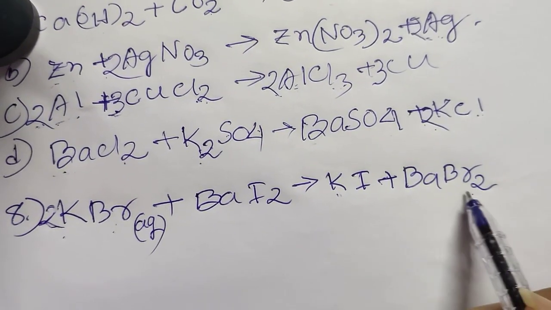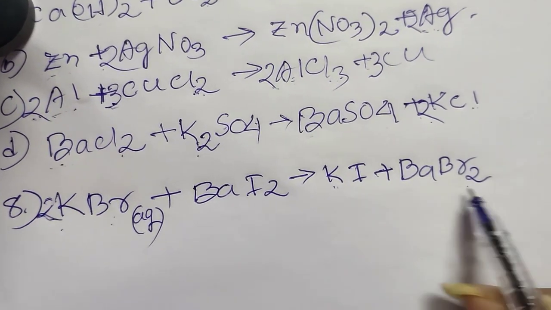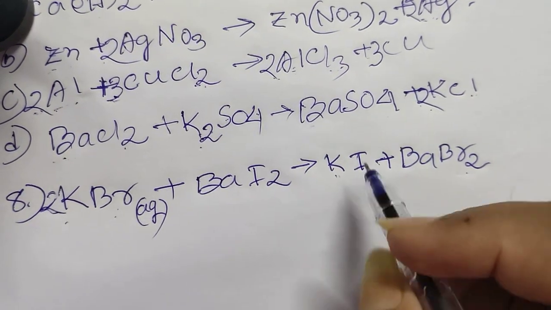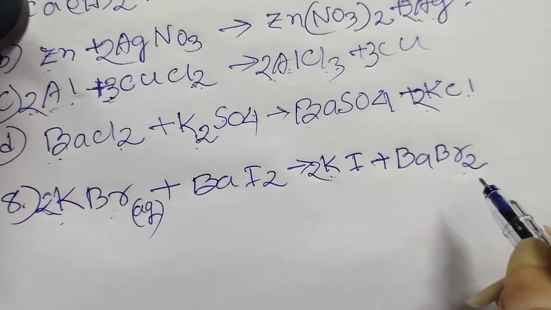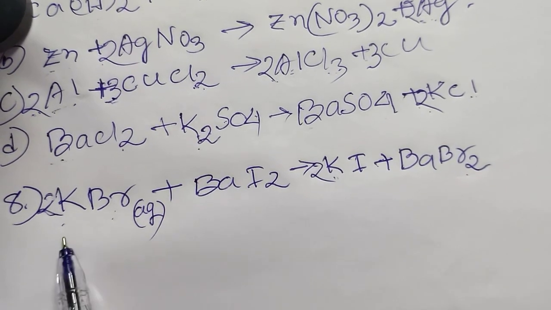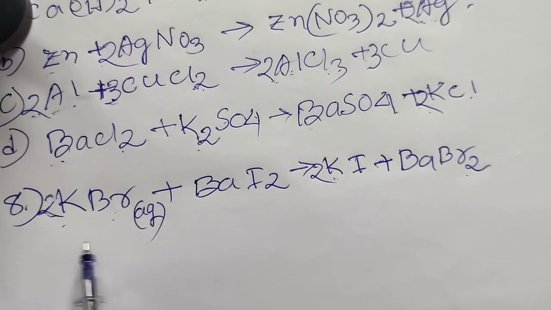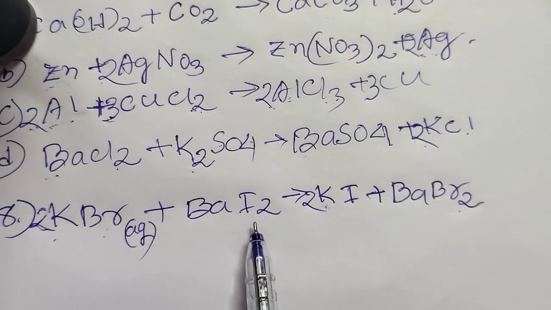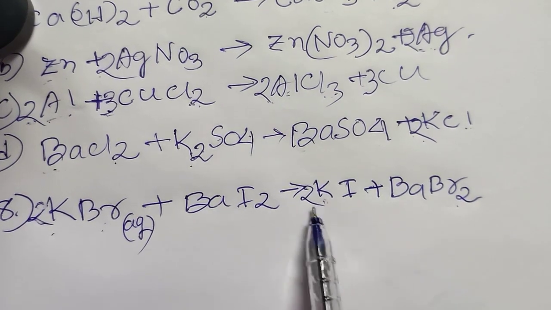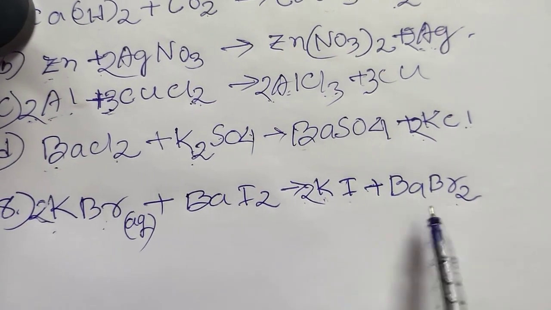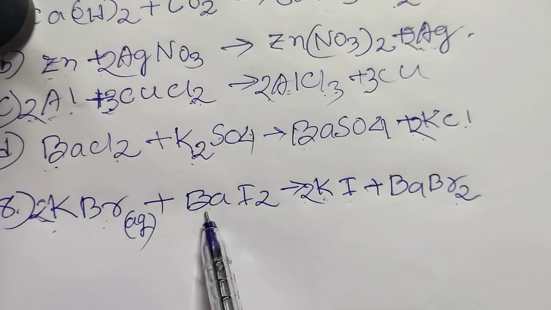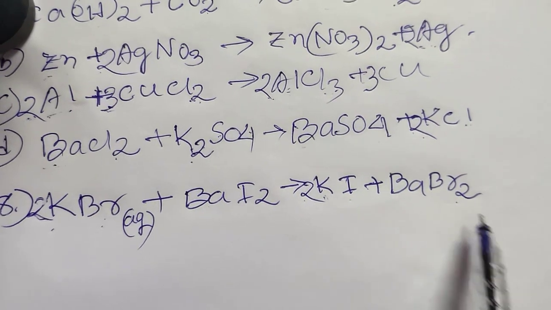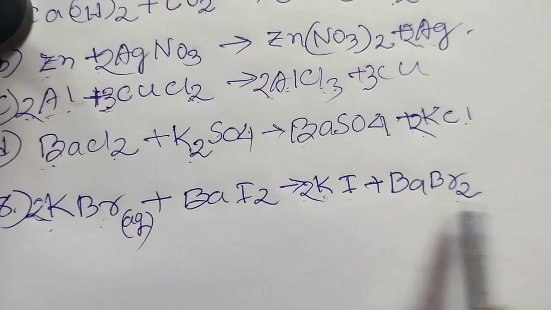Now the number of bromine atoms is balanced, but the number of potassium has increased twice compared to the product. That is why you should put 2 here also. Now check the number of atoms on each side. Potassium is 2 here and also 2 there. Iodine is 2 here and also 2 there, because the 2 is multiplied by the other elements. Next, barium is 1 on the reactant side and 1 here, and bromine is 2 here and also 2 there. That is why this chemical reaction is balanced.